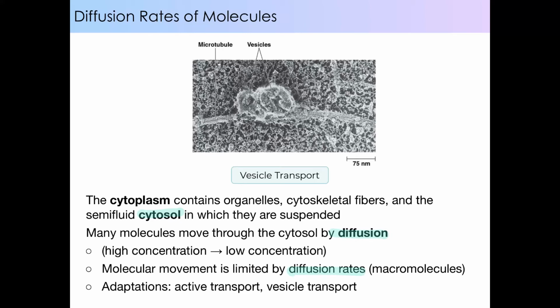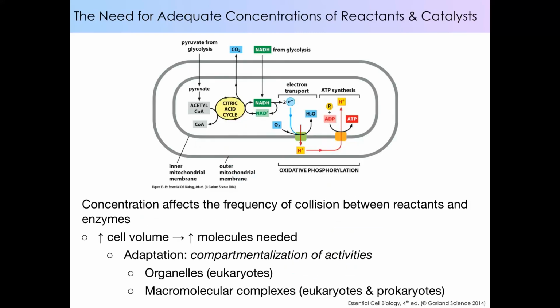Now, in eukaryotes, this limitation to cell size is addressed by the use of transport mechanisms that require energy. Now, this could involve the use of carrier proteins, as well as the transport of material in membrane-enclosed vesicles that move along cytoskeletal fibers.